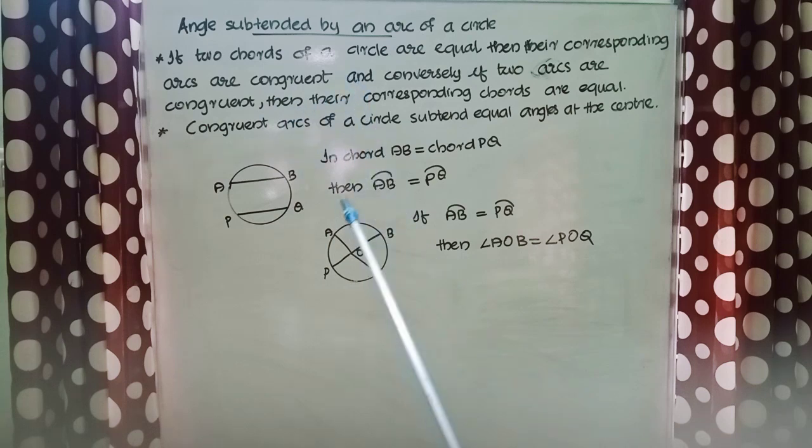Congruent arcs means equal arcs. Here you see two arcs AB and PQ, and both arcs make angles at the center. Arc AB makes angle AOB at the center, and this arc PQ makes angle POQ at the center. Then the result says that if the arcs are equal or congruent, then the angles are also equal.